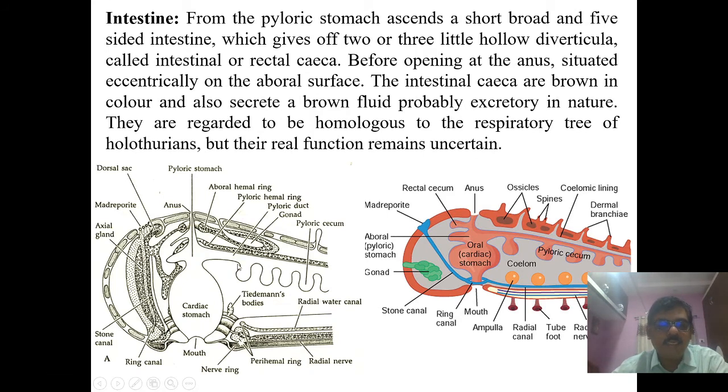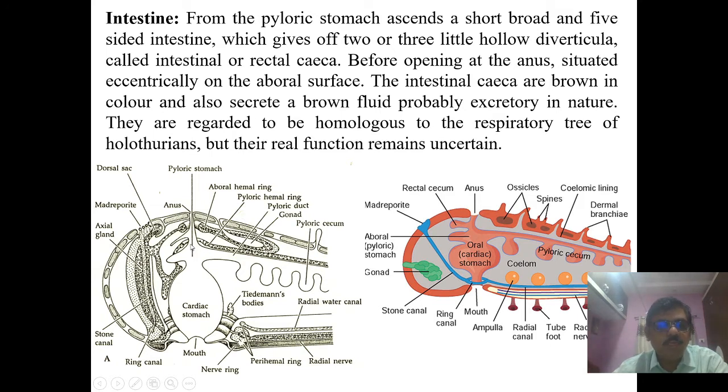The intestine. In this diagram, you can observe the mouth. Then this voluminous part is the cardiac stomach. Then this is the pyloric stomach, and this pyloric stomach gives off radially the pyloric ceca. And from this pyloric cecum, these are the hepatic ceca, or the pyloric ceca, and it runs up to the end of the arm.